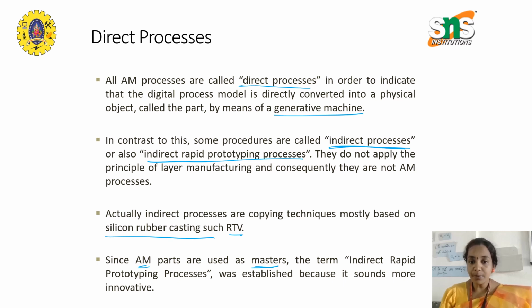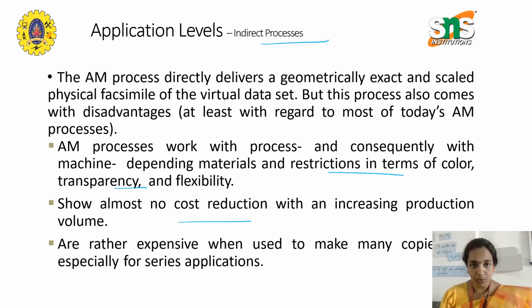In contrast to this, some procedures are called indirect processes, or indirect rapid prototyping processes. They do not apply the principle of layer manufacturing and consequently they are not additive manufacturing processes. Actually, indirect processes are copying techniques mostly based on silicon rubber casting such as RTV. Since additive manufacturing is a part of masters, terms like indirect rapid prototyping processes are established. This is actually a direct process. This is nothing but the application level. Indirect process is also available.